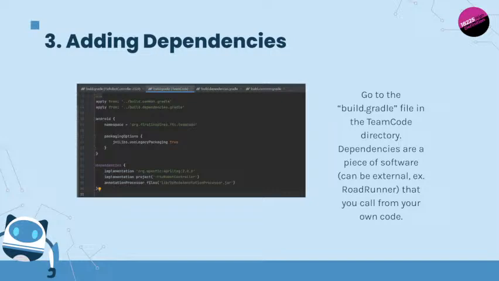So this is adding a dependency. Basically, when you want to use external libraries in FTC, like Roadrunner, you can add a dependency at the very bottom. It's in build.gradle, which is another file, under dependencies. See this?